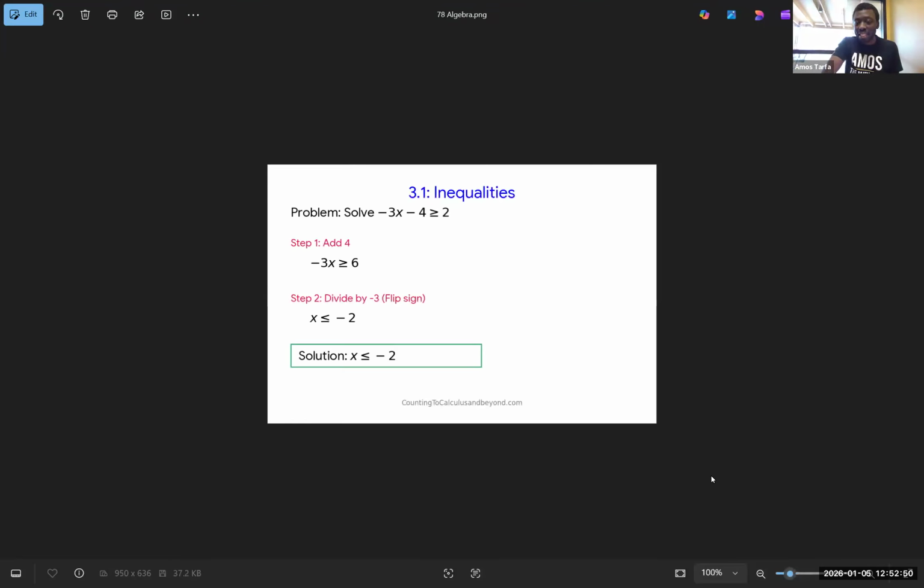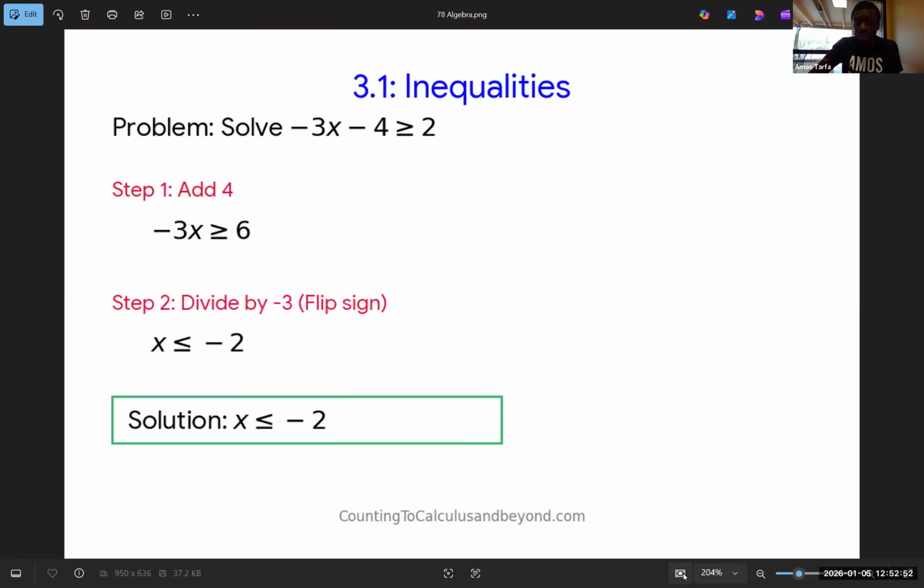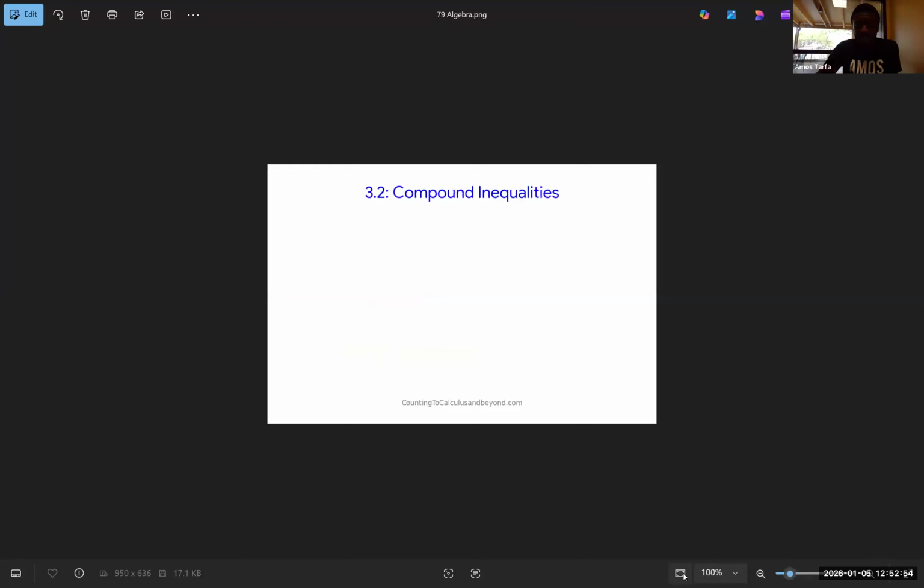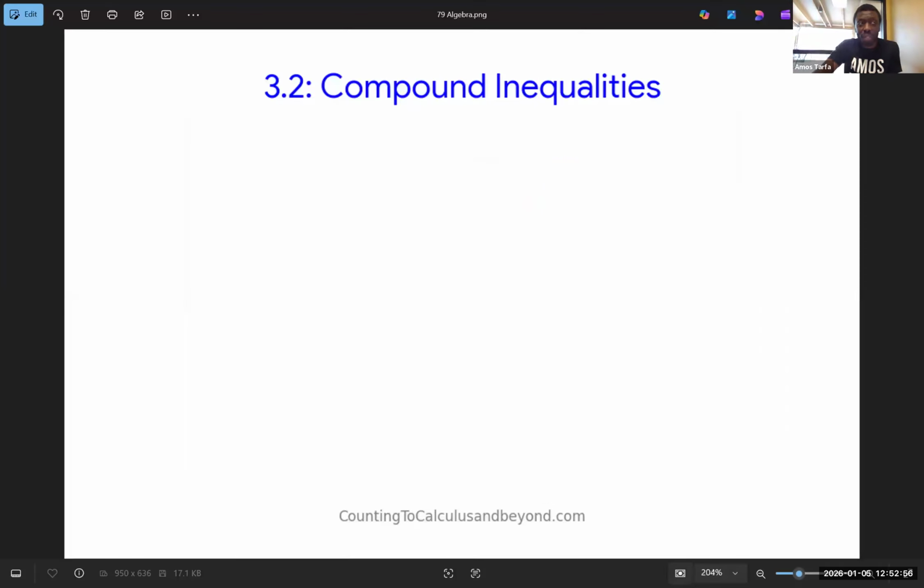So this is the basic inequality section. We're now going to dive into the compound inequality. Compound inequalities. So for compound inequalities, we basically have a situation where it's not just straightforward like the basic inequality we just saw. We have x in between two things, almost sandwiched in between them.